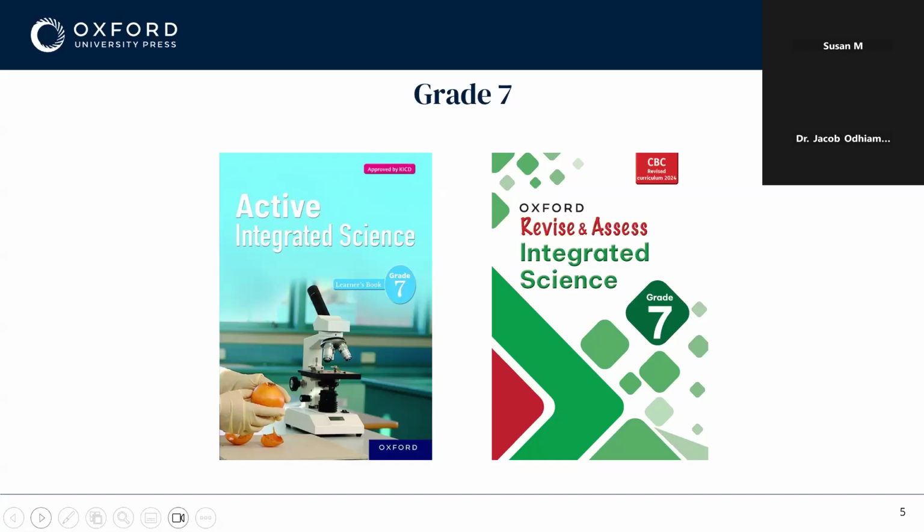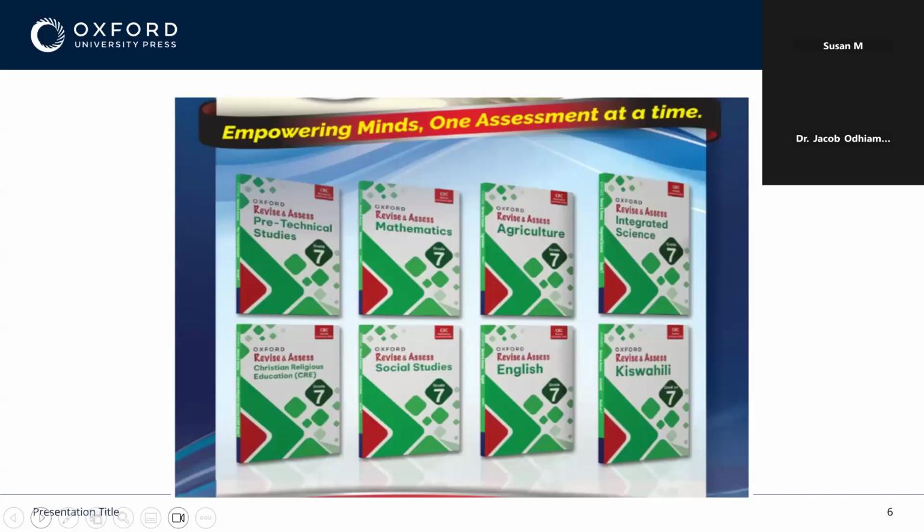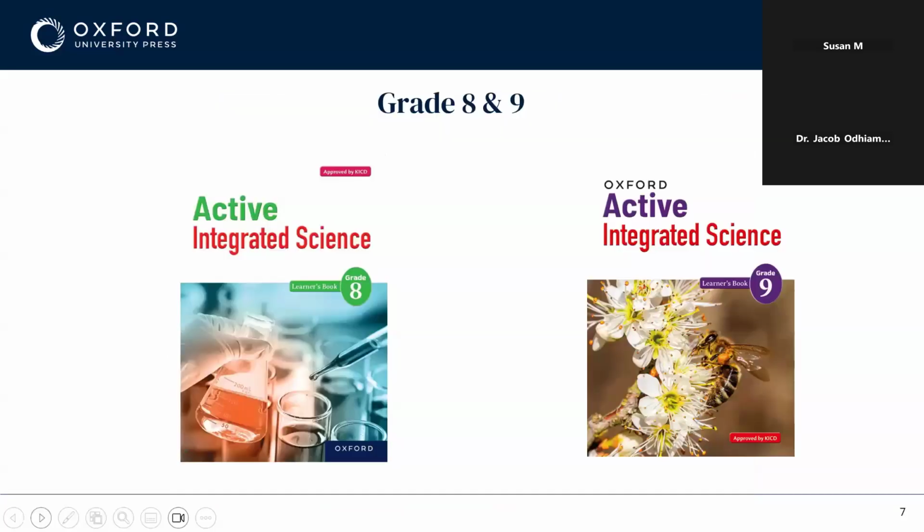For JS, we have grade 7 ready in all the subjects. Grade 8 and 9 will be following. And the whole series is on the screen in every subject. Every subject is represented. And therefore, for that level you're catered for, grade 8 and 9 are following. Yeah, and these are the titles also for grade 7, 8, and 9. Active Integrated Science is our title.